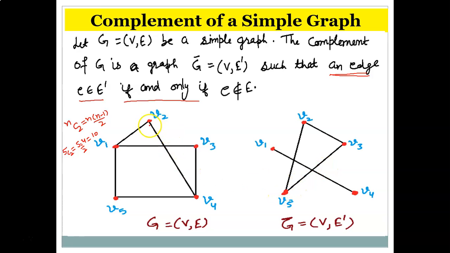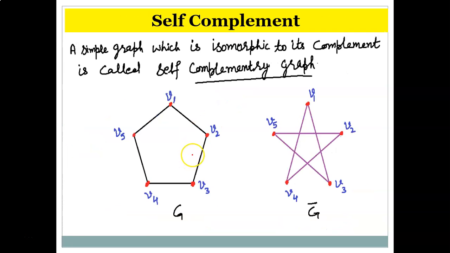Again, there is no edge between V2 and V5, so the one edge there is V2 to V5. In this way, you can say the edge E is here. If I say this is edge E, this E is present in E dash, but this E is not present in E, the edge set of this graph G. So this is the concept here. This is the complement of a simple graph. You can understand from this example.